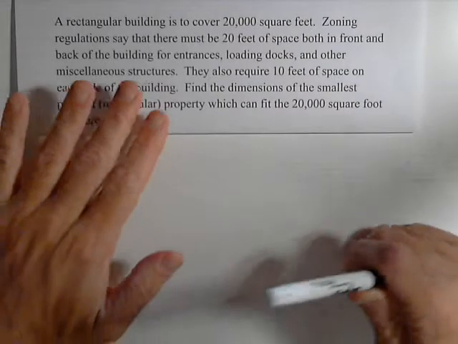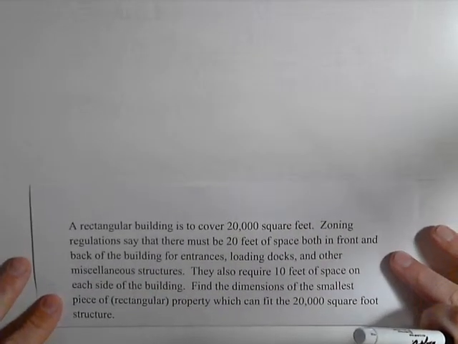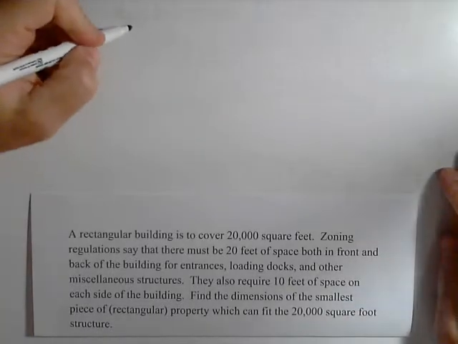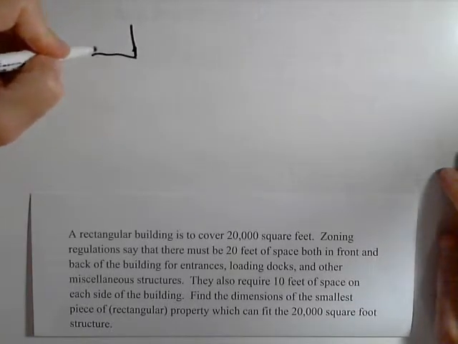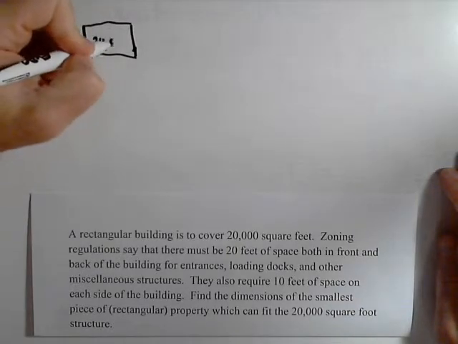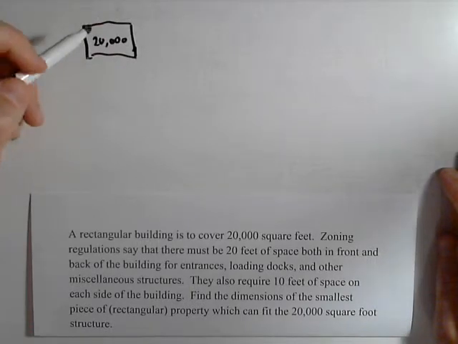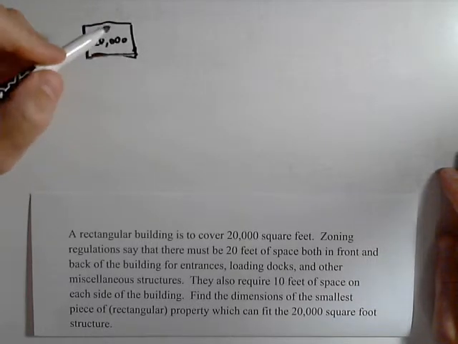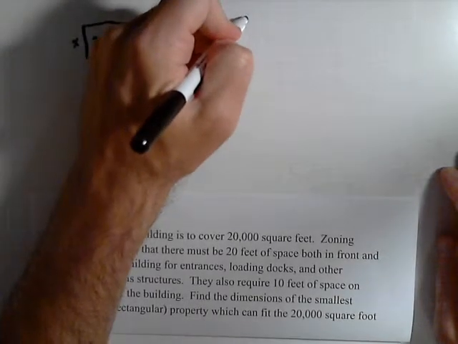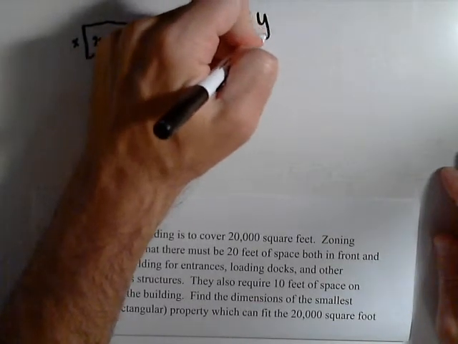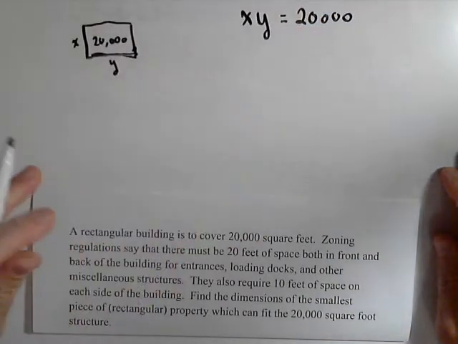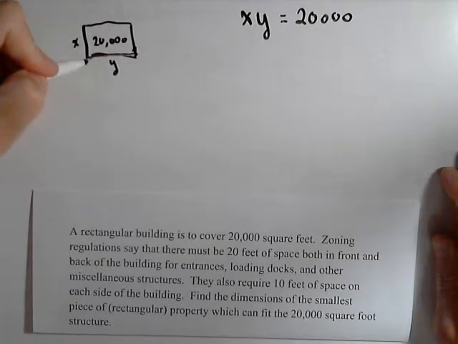rectangular building. So the first thing in a problem like this is probably best to get an idea of what's going on through a picture. So first off, let's say here's the building. Now we know the building has to be 20,000 square feet. And we don't know its dimensions, so perhaps that's what we label our variables. So maybe x and y. So we know that x times y must be 20,000. And there's our constraint.